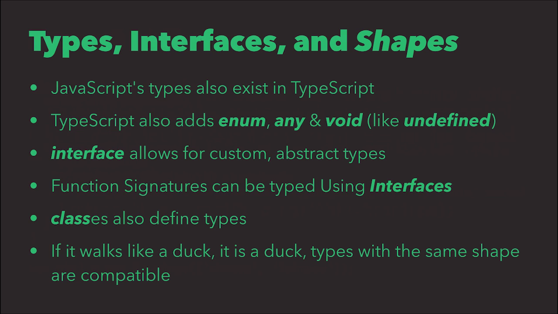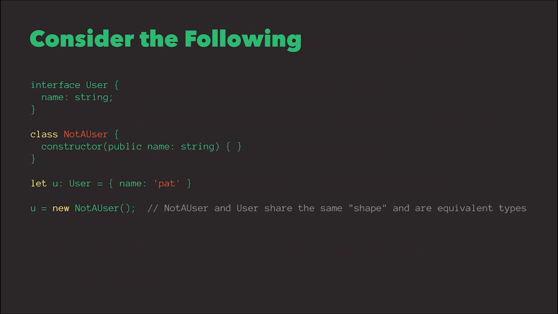And TypeScript brings an interface to the mix. Interface lets you define abstract types and define things like function signatures, which are really helpful for callbacks and other things like that. And classes, of course, also define types. One of the really nice features about TypeScript is that you don't have to rely on the actual names of interfaces or classes to worry about types. I mean, if it walks like a duck, it is a duck in TypeScript. Types with the same shape are compatible.